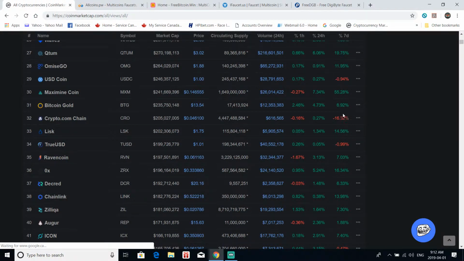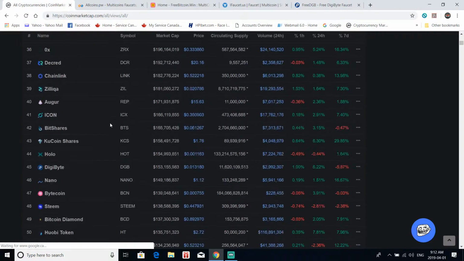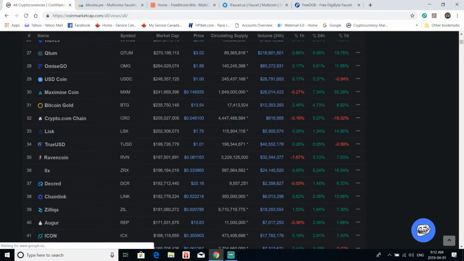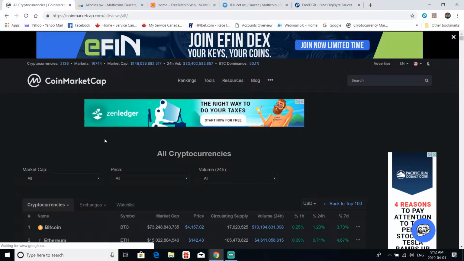You still see the leftovers of the 500% crypto.com pump coming back down a little bit still. 0x is having a nice 7 days. Chainlink, and all KuCoin shares are still crushing it. So, anyways, that's what we got in the market right now. A lot of money coming into the market right now.